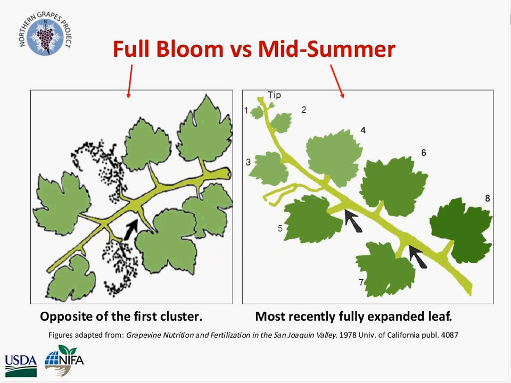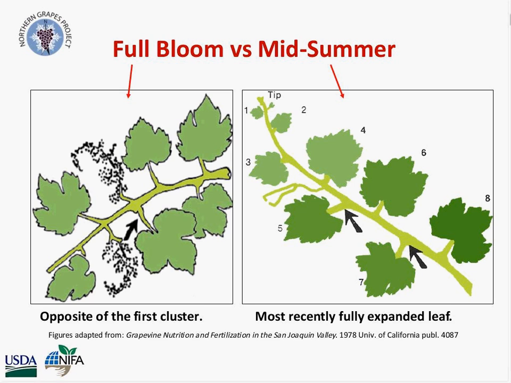Sample the most recently fully expanded leaf. In a typical year, that's somewhere between the fifth and seventh leaf. If we have dry conditions, this growth slows, and it may be at that fourth leaf or the third if it's really, really stressed.